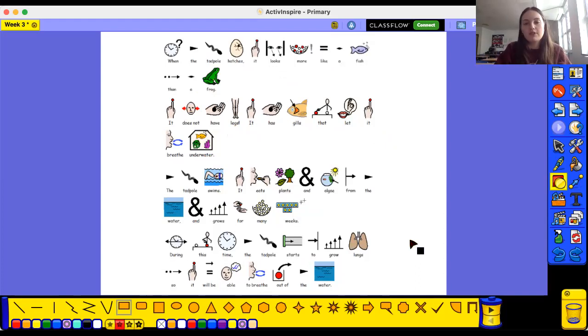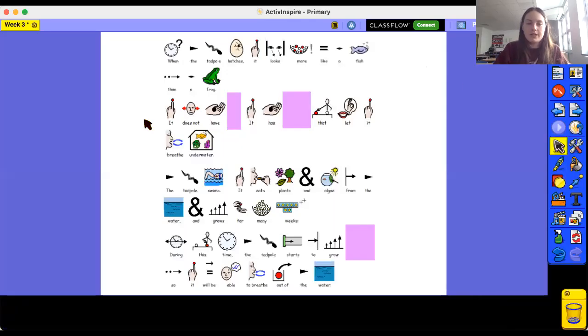I'm going to cover up some of that information now. Let's see if we can remember what's missing. When the tadpole hatches, it looks more like a fish than a frog. It does not have what? What hasn't it got? Legs. Fantastic. It has gills that let it breathe underwater. What does a tadpole have that lets it breathe underwater? Gills. Well remembered. That's one of our vocab blast words.